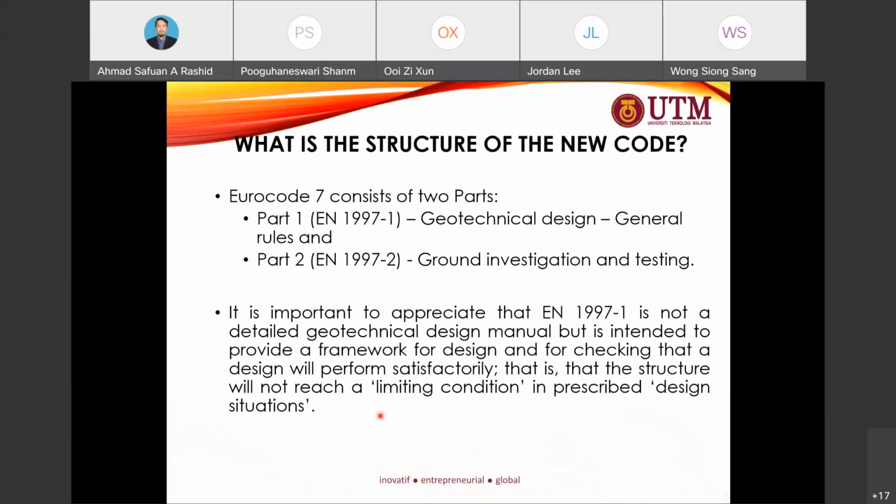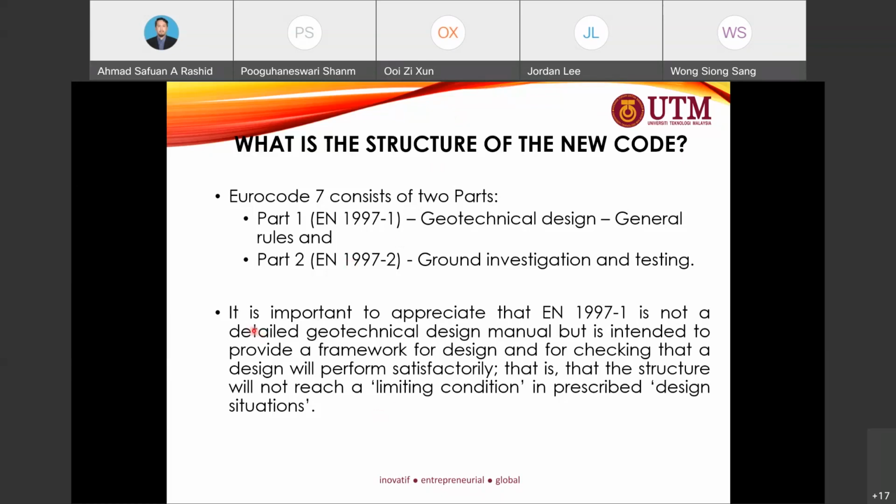Okay, so Eurocode 7 consists of two parts: geotechnical design, general rules, and ground investigation and testing for part 2. It is important to appreciate that EN 1997 Part 1 is not a detailed geotechnical design manual, but it is intended to provide a framework for design and for checking that a design will perform satisfactorily, that is, the structure will not reach a limiting condition in prescribed design situations.